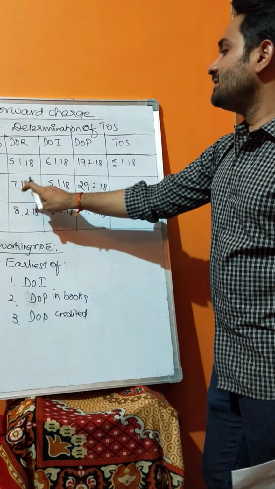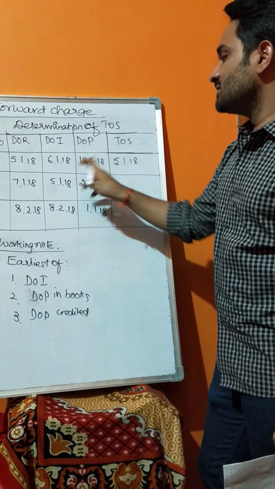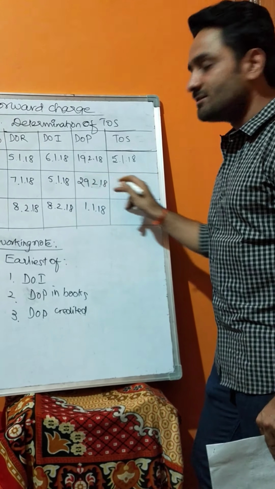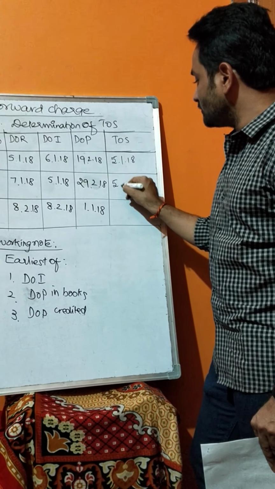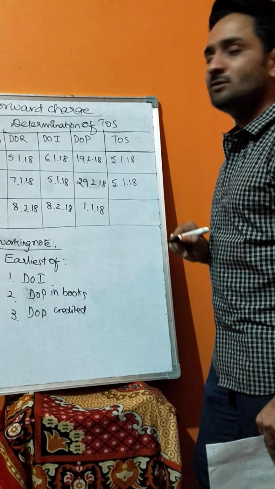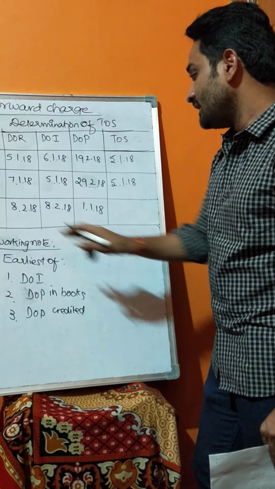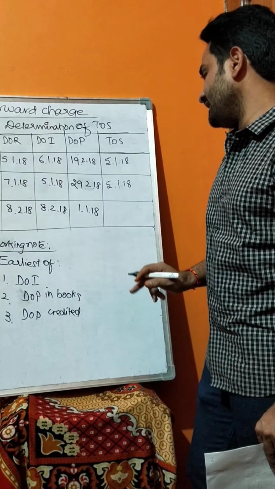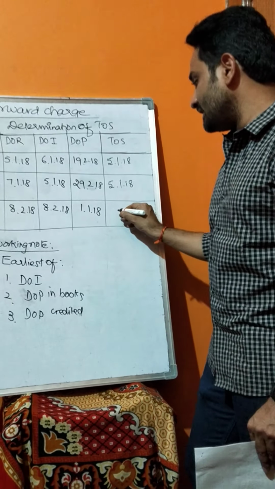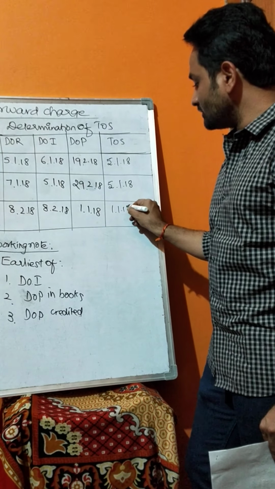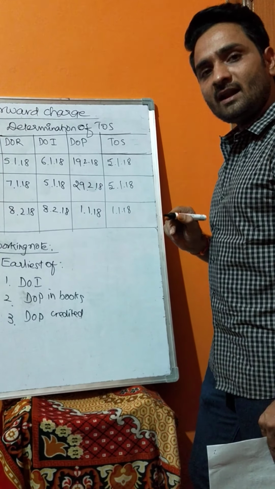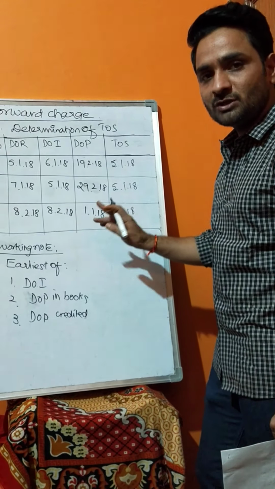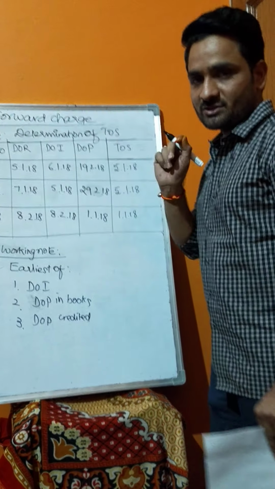Next, 7th January 2018, 5th January 2018, 29th February 2018. In these three, whichever is earlier, 5th January 2018 is the earliest, so that shall be taken as the time of supply. And the third one is 8th February, 1st January, which should be taken in these three, whichever is earlier. 1st January 2018 is the earliest of these three. So after learning the first question solution, let us proceed with the second question.